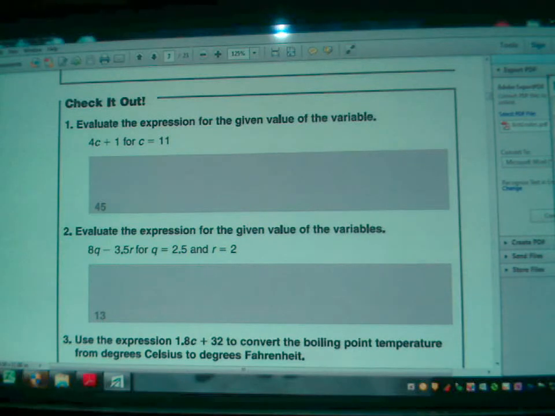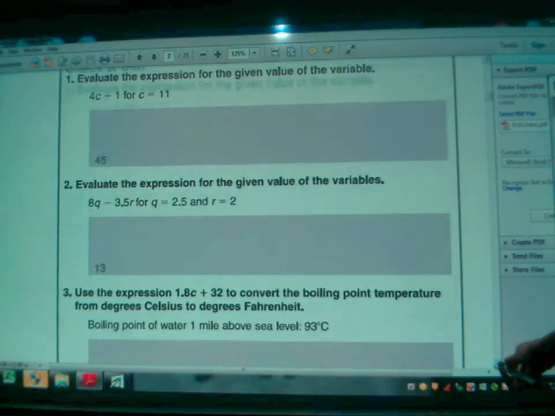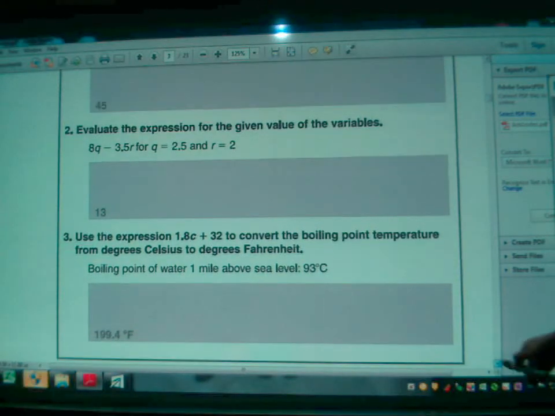Okay, we'll wrap this up by looking at the final question here. The final question is going back to using that temperature conversion that they gave us earlier, and they're asking us here to use the expression 1.8C, or 1.8 times C plus 32, to convert the boiling point temperature from degrees Celsius to degrees Fahrenheit. And this time, that Celsius temperature is 93, as in 93 degrees. Okay, so we're going to start off, and again, just like we did in the last two, even though it's a story problem, it doesn't really change anything. We're going to change that C into 93.